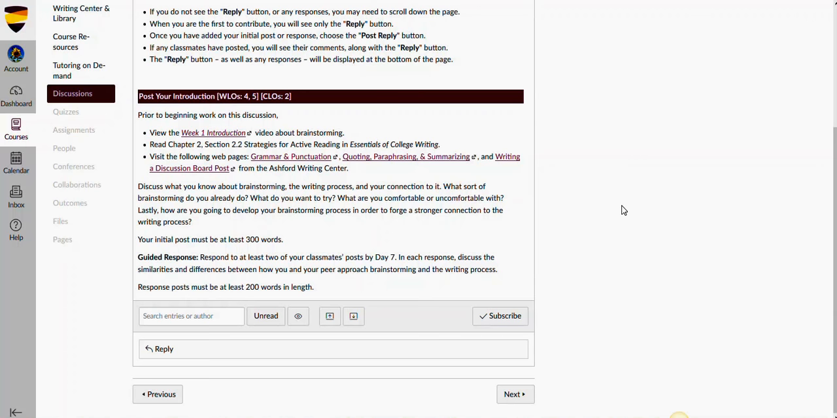And so they, in addition to just kind of saying who they are, they're asked to discuss what they know about brainstorming, the writing process, and their connection to it. Feel free to look at this in depth on your own time, but they also have to respond to 2 of their peers.